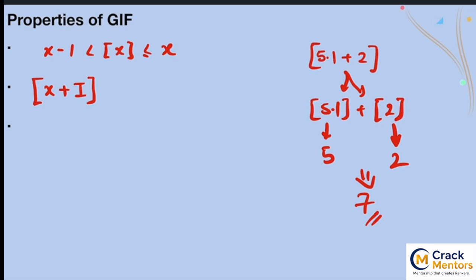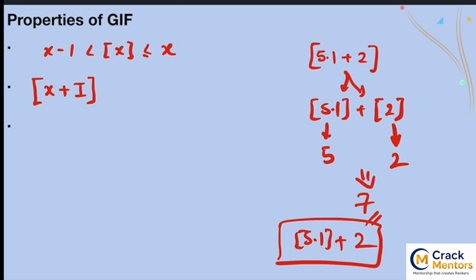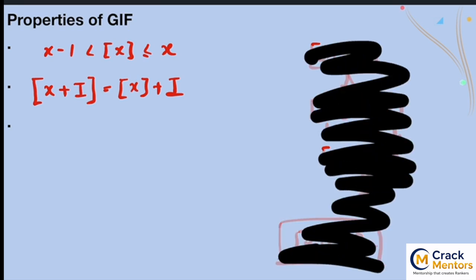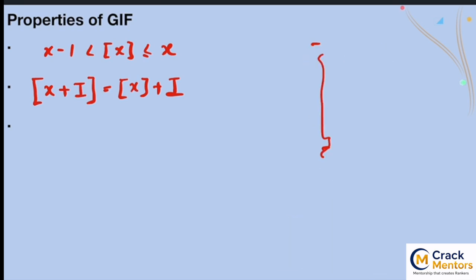So can I write it as greatest integer of 5.1 plus 2 directly? Because the greatest integer of any integer is always the same number, right? So I can write it as this. Yes, so this is the second property. Next property. The next property is actually very interesting.